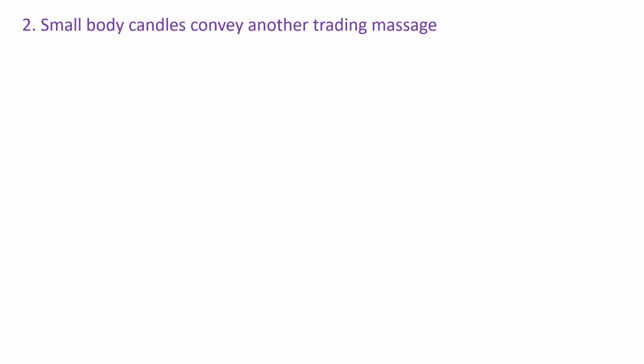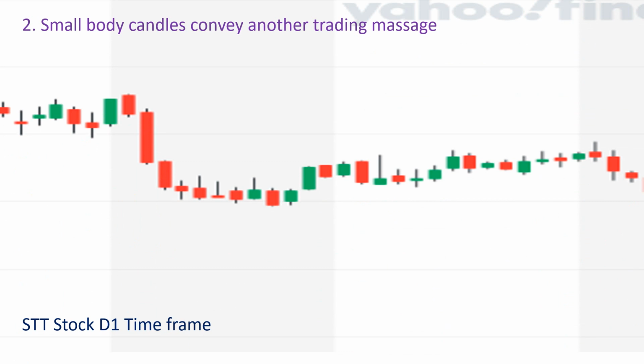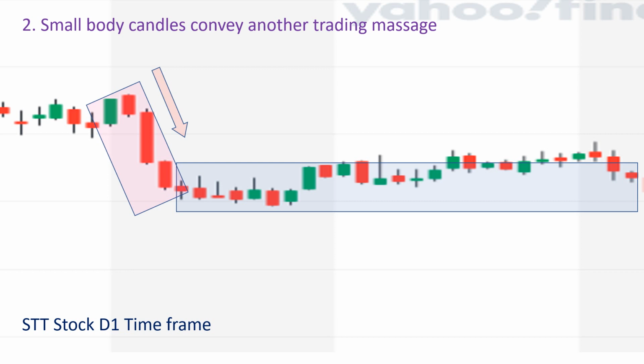Small body candles convey another trading message. This is the price trend, STT stock, D1 time frame, Yahoo Finance. Let's take a look at this example. We see the trend is coming strongly downward, and the candles have a strong big body and almost no wicks. Then, on the other hand, we see these candles have a small body compared to the previous one and almost no shadows.